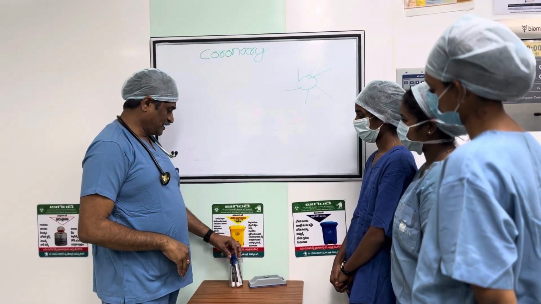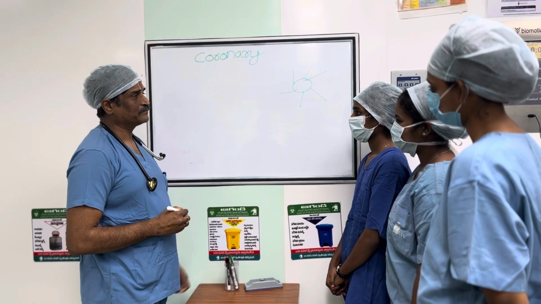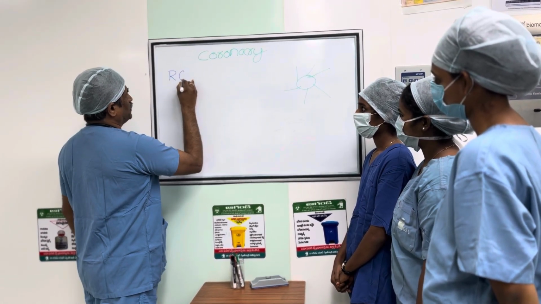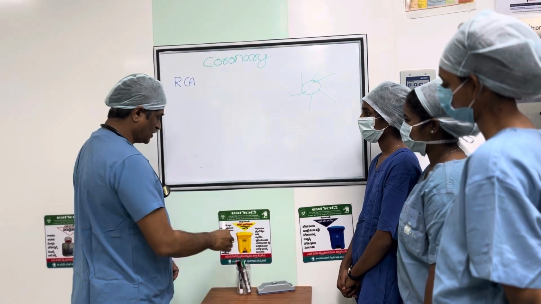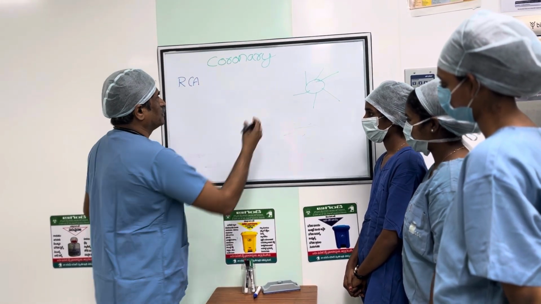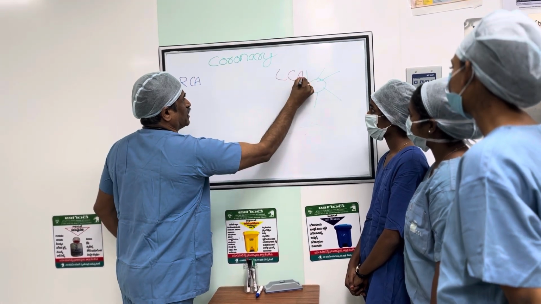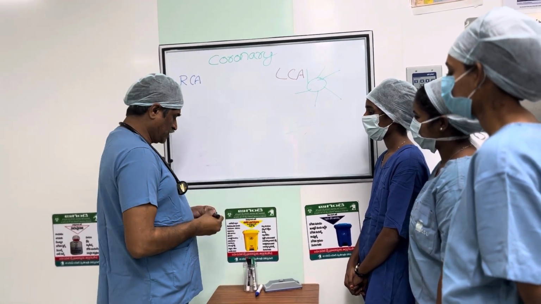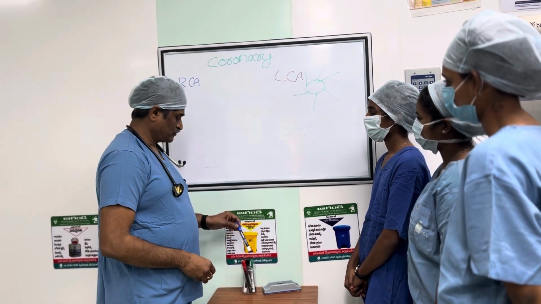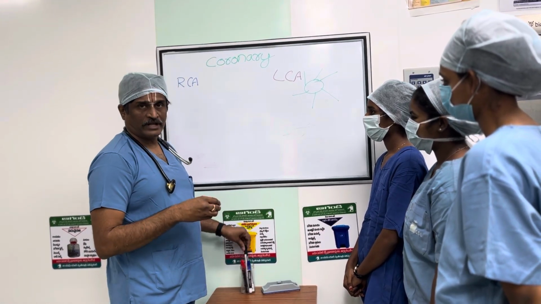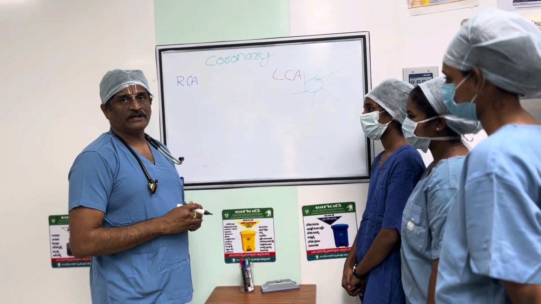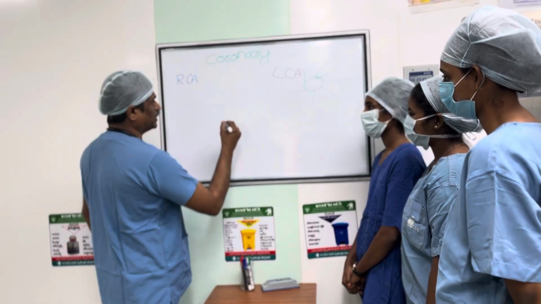So how many arteries are there for the heart? Two. Yes. Right coronary artery and left coronary artery. Okay. So totally there are two. Where are they arising from? Both the coronary arteries arise from the first part of the ascending aorta. Okay.